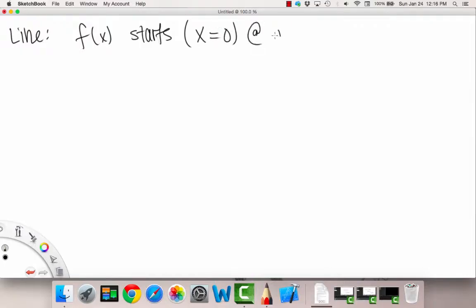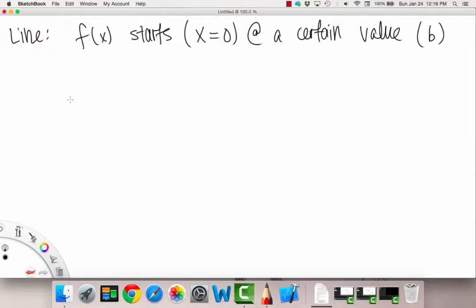I'll introduce a couple more terms in order to characterize what's going on when you have a linear graph or a linear function. Let me just recap a little bit. When we have a line, that means our function, our f of x or our y, starts at a certain value, meaning when x equals 0, when your input is 0. And that value happens to be our y-intercept, which is our b.